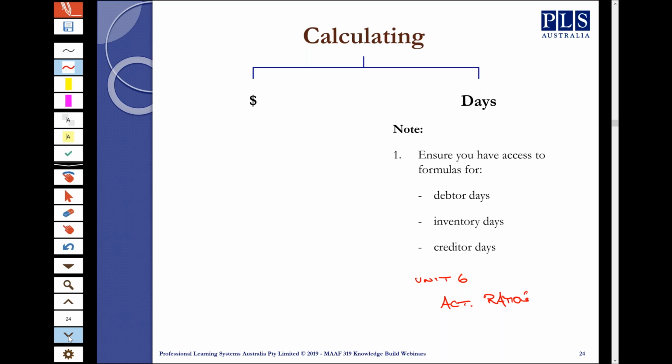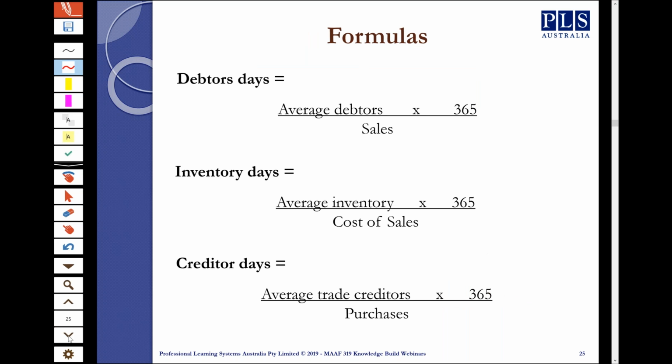With respect to those formulas, however, debtors days is average debtors by 365 on sales. Inventory days is your average inventory by 365 on cost of sales. Creditors days is your average trade creditors by 365 on purchases. Just make sure you understand how with purchases, sometimes you've got to calculate it. It's your cost of goods sold plus your closing inventory less your opening inventory. So you'll find if you've got access to my quick reference that I've got all these little formulas in play.